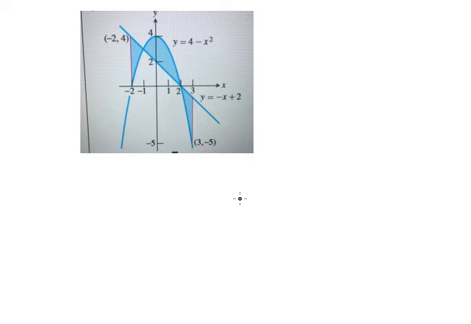The topic today is about application of integration. So now I will show you how to answer. We want to find the area between the curve and the line in here.